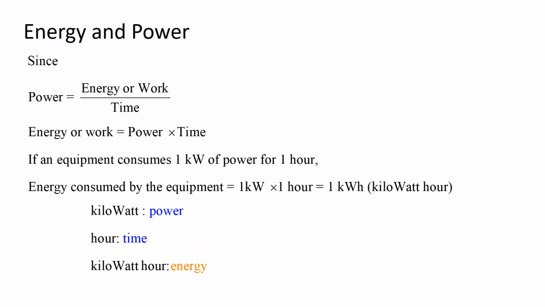Notice that since power can be expressed as the rate at which energy is consumed or the rate at which work is done, the relationship can be equivalently stated as energy or work is equal to power multiplied by the time. This gives us a new unit for measuring energy. Suppose an equipment that is rated for 1 kilowatt consumes electrical energy for 1 hour, then we can calculate the energy consumed. So energy is equal to power multiplied by the time. So 1 kilowatt times 1 hour, which is 1 kilowatt hour. So kilowatt hour is another unit for measuring energy.